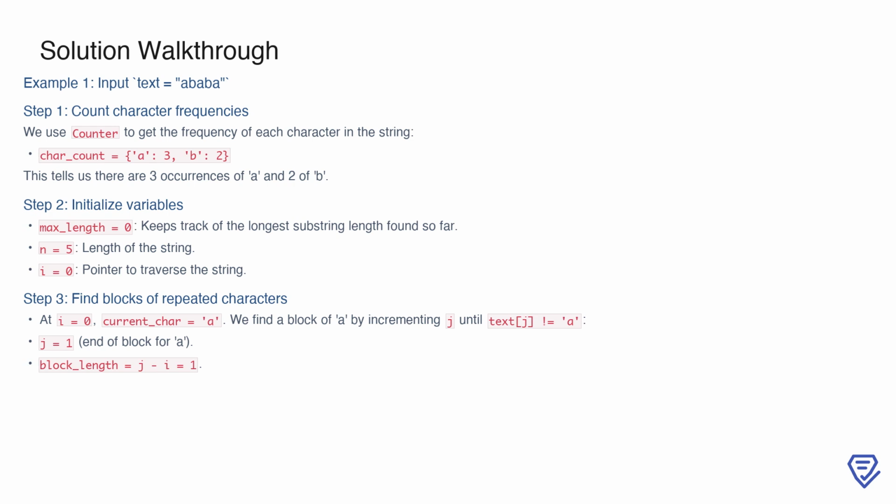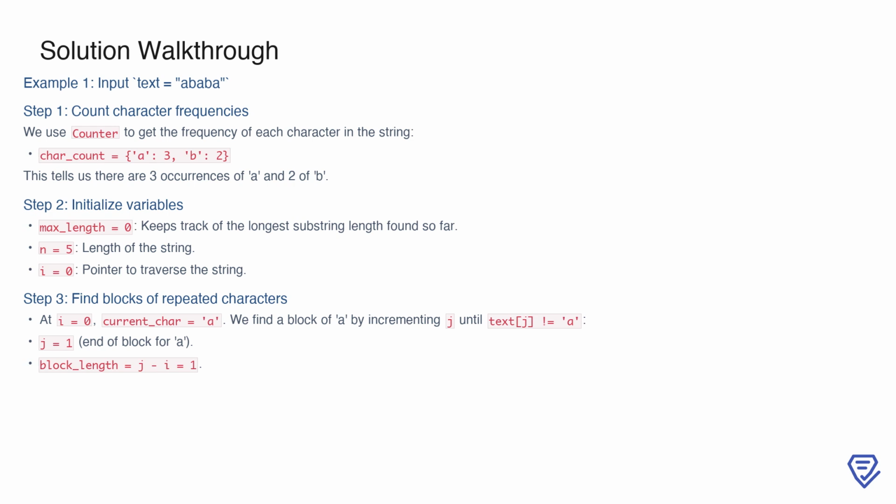First, we calculate the frequency of each character in the string using the Counter class. This gives us a dictionary, a: 3, b: 2, meaning there are 3 occurrences of a and 2 of b. Next, we initialize our variables. The max_length variable keeps track of the longest substring length we've found so far, starting at 0. The length of the string is stored in n, which is 5 in this case, and we initialize a pointer i at 0 to traverse the string.